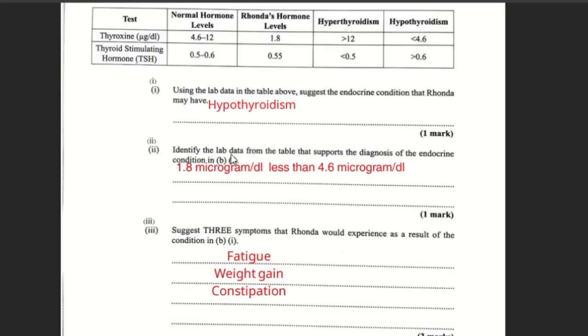Identify the lab data from the table that supports the diagnosis of the endocrine condition, and it's the same thing that I was explaining. So less than 4.6 and she has a 1.8, so she's less than 4.6, and that's what makes her have hypothyroidism. Now the next question says to state three symptoms that Rhonda may experience as a result of the condition in B.